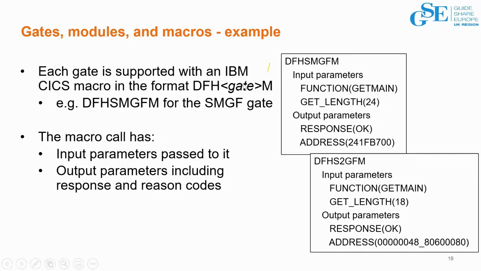So it's the same as the program name with an M at the end of it. Right? Makes it easy to remember. And so if you do a DFHSMGFM and you specify the correct function, like I want to get main, this is how much I want. You also have to say where you want the storage from. And there's a couple of other parameters that I've identified here. The response would be an address of a storage area that you asked for, right?